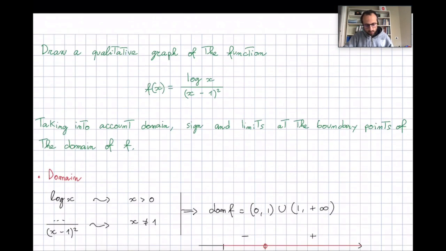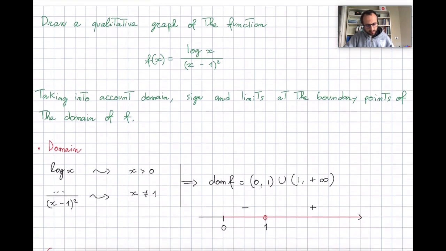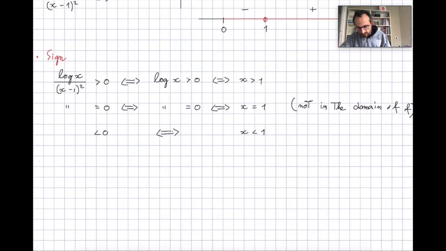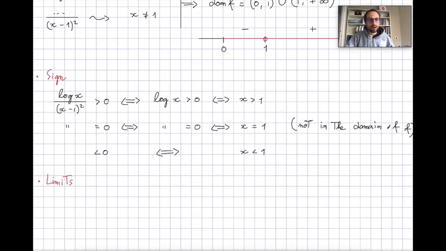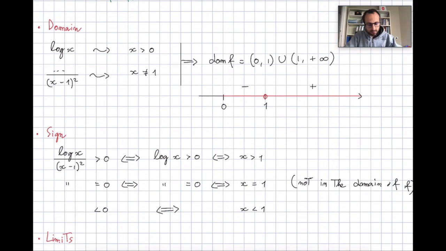Domain done, sign done. Last thing is limits, and then we do the graph. So let's calculate the limits of f at the boundary of the domain. What does the boundary of the domain mean? Let's look again at the domain of this function. Doing limits at the boundary means that I have to do a limit when x approaches 0 from the right, then a limit when x approaches 1 from the left, then when x approaches 1 from the right, and then when x goes to plus infinity.